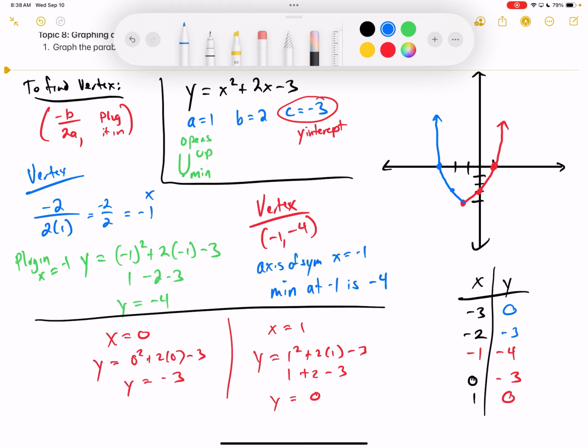Okay. On Alex, you don't even have to show your points. So all you have to do is think about, okay, I went 1 to the right and 1 up, so I'm going to go 1 to the left and 1 up. I went 2 to the right and 4 up, so I'm going to go 2 to the left and 4 up. And that creates the symmetry.